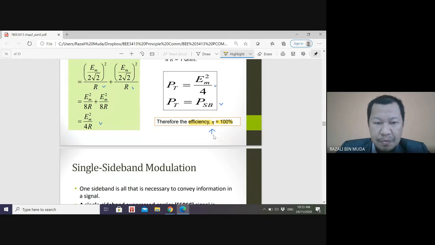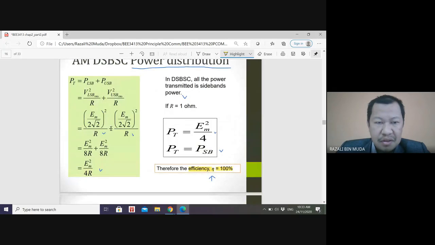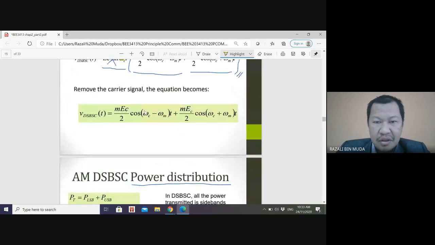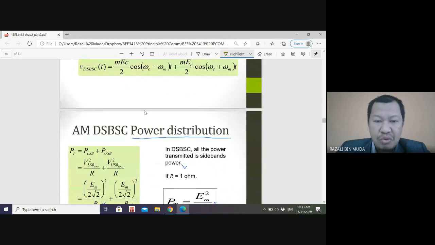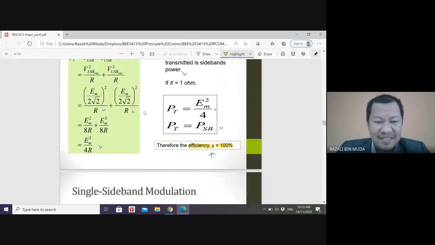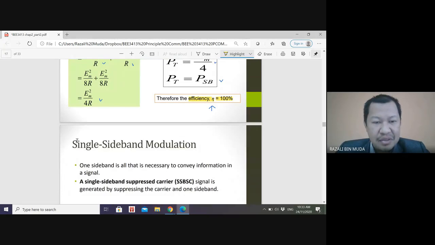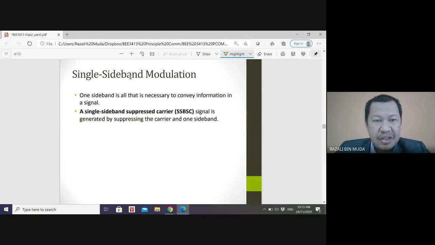Okay, but you still have the problem. You don't want to send two signals bringing the same information. You just need one, okay? So then comes single sideband. Single sideband modulation: one sideband is all that is necessary to convey information in a signal. See, one sideband is enough. All it needs to convey information.